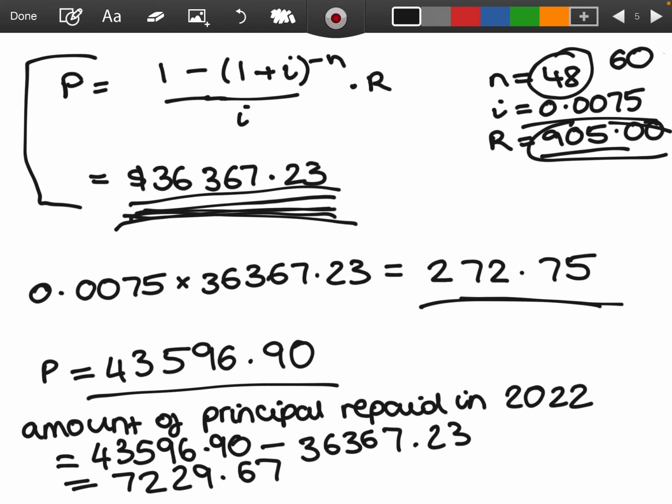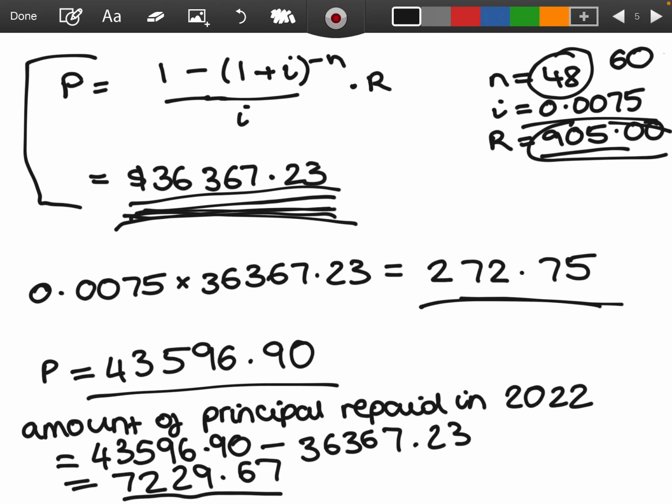Okay, we paid more than that because if you think about it, we were paying $905 for 12 months of the year. That's $10,860 that we actually paid out. But only $7,229.67 of that went towards the principal balance that we originally took out. The rest of it went to interest. Okay, that's actually the next question.